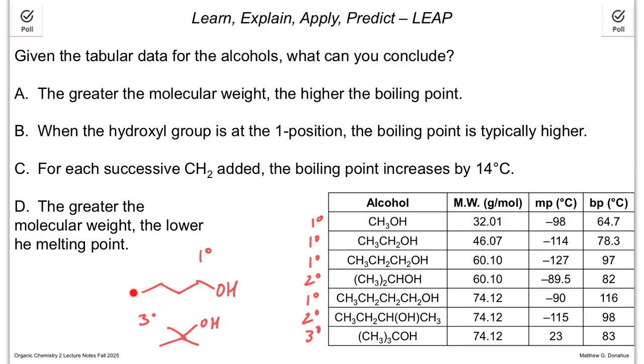So as you increase the chain length, primary has this entanglement along with the hydrogen bonding. So that adds a little bit more to the physical property. So this would be choice B is the correct answer.